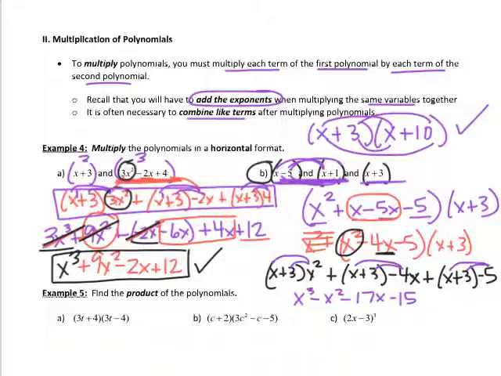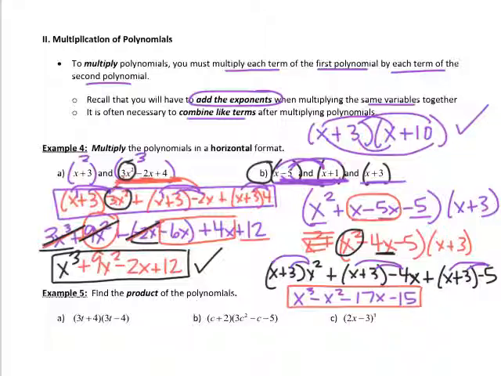Okay, so here's our final answer after all the numbers were crunched. The final answer for problem B is x cubed minus x squared minus 17x minus 15. And I'll leave more space on your assignment sheets so that you don't run out of room here.